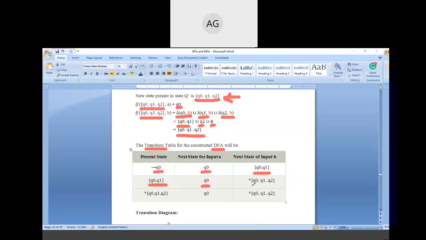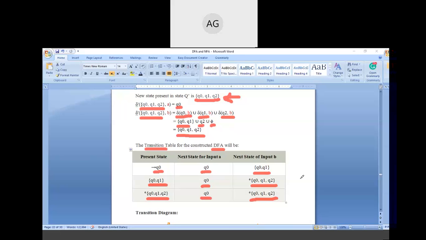getting input B, we get the states Q naught, Q1, and Q2. So this state, Q0, Q1 and Q2, will become the new state. So we also take its input symbols. On getting this new state Q0, Q1, Q2, on getting input A, we get Q0, and on getting input B on this state, we get the same state Q0, Q1 and Q2. So that's how we need to fill the transition table of this new DFA.